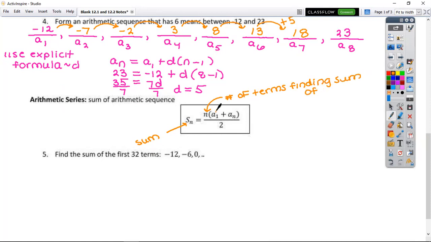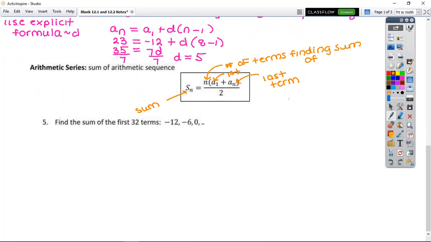A sub 1 is obviously your first term. And a sub n is one that you often have to go off to the side and find first. This represents the last term. So this is your last term. And number 5, I need to find the sum of the first 32 terms of this sequence. So I'm going to start and set up your formula and see if we have enough information or not.